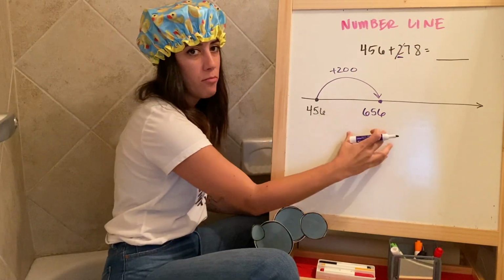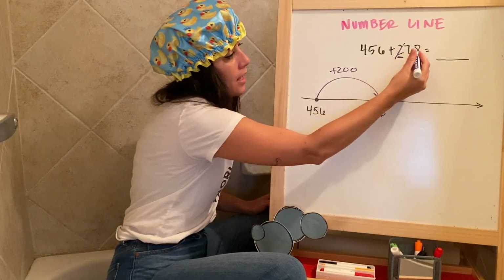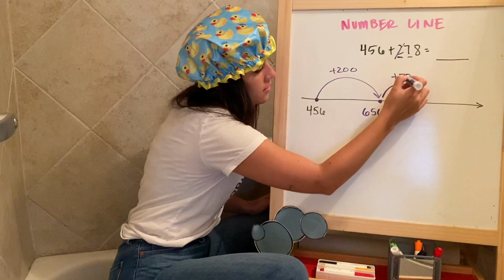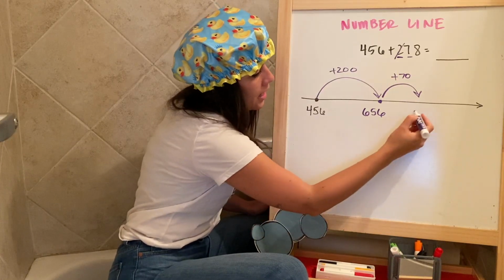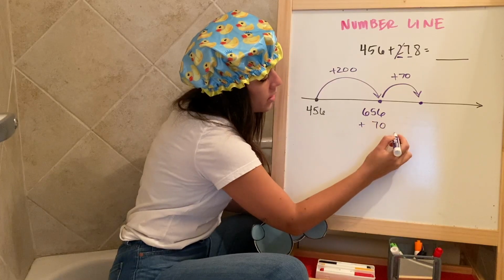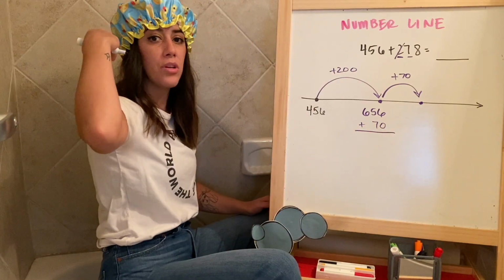I've added that, I've moved forward. Then I'm going to add the 7 in the tens place. Well, I'm just going to make another jump, plus 70. I would then add the 70 to my number, and you can take it one step at a time using any of the previous strategies.